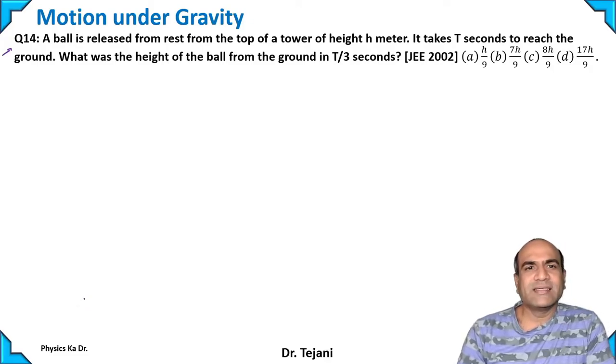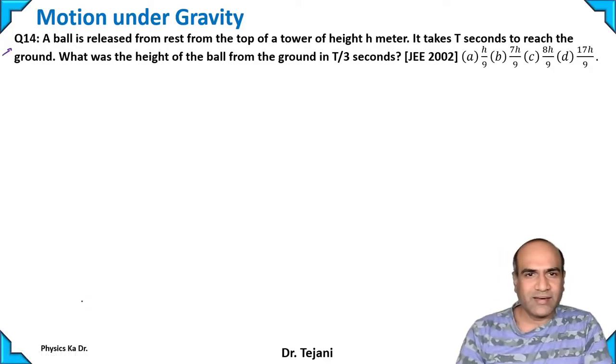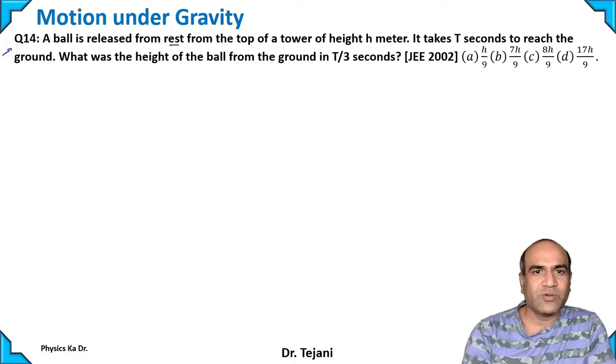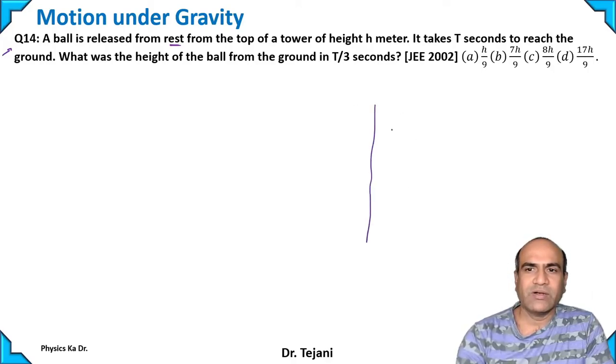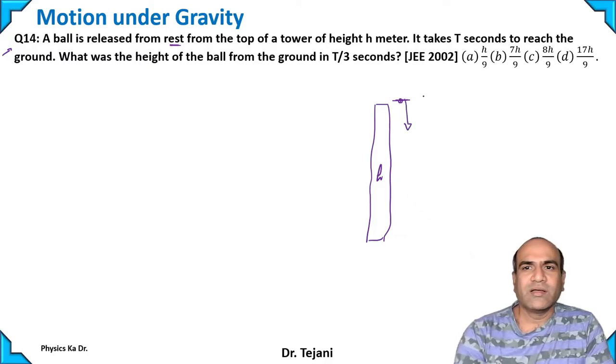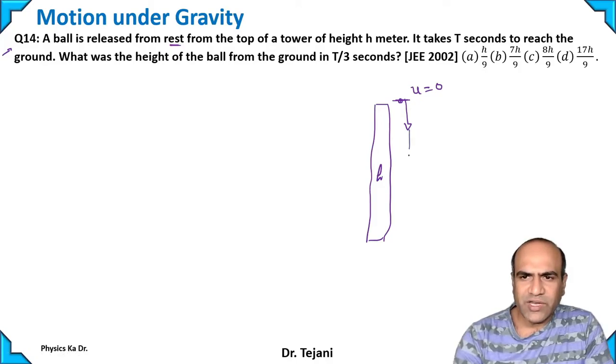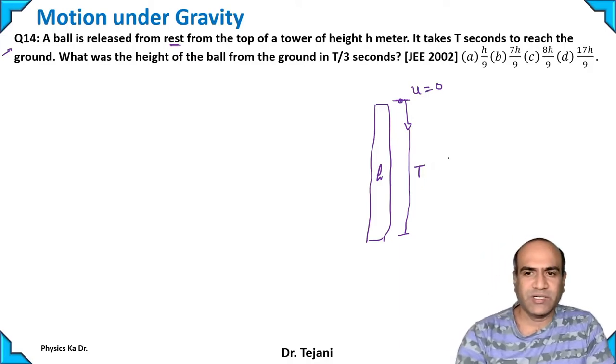A ball is released from rest, which means the initial velocity is given as 0, from the top of a tower of height h meter. So this is the tower, having some height h, and the ball is released from this point. Released from rest, so u is equal to 0. It takes t time to reach from top to bottom.